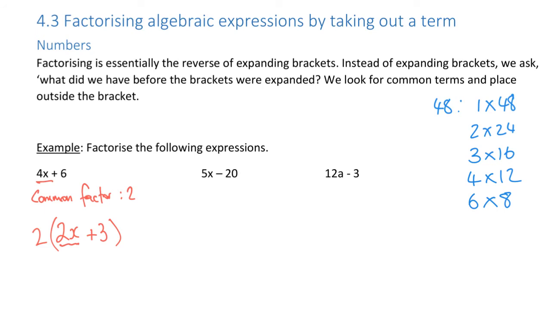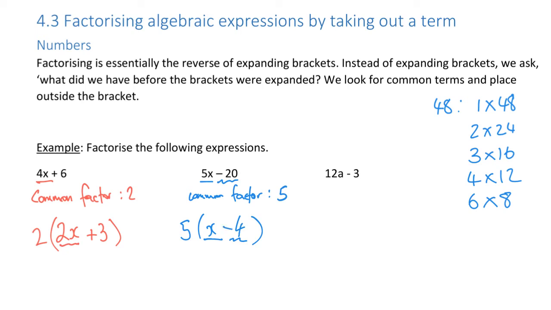In the second example, 5x minus 20, the common factor. So what divides both 5x and minus 20? Well, that's going to be a 5. So we'll put a 5 outside of a bracket. And then we think 5 multiplied by what gives us 5x? That's going to be an x. And 5 multiplied by what gives us negative 20? Well, we know 5 4s are 20, but to get the minus, we need the takeaway sign in there.